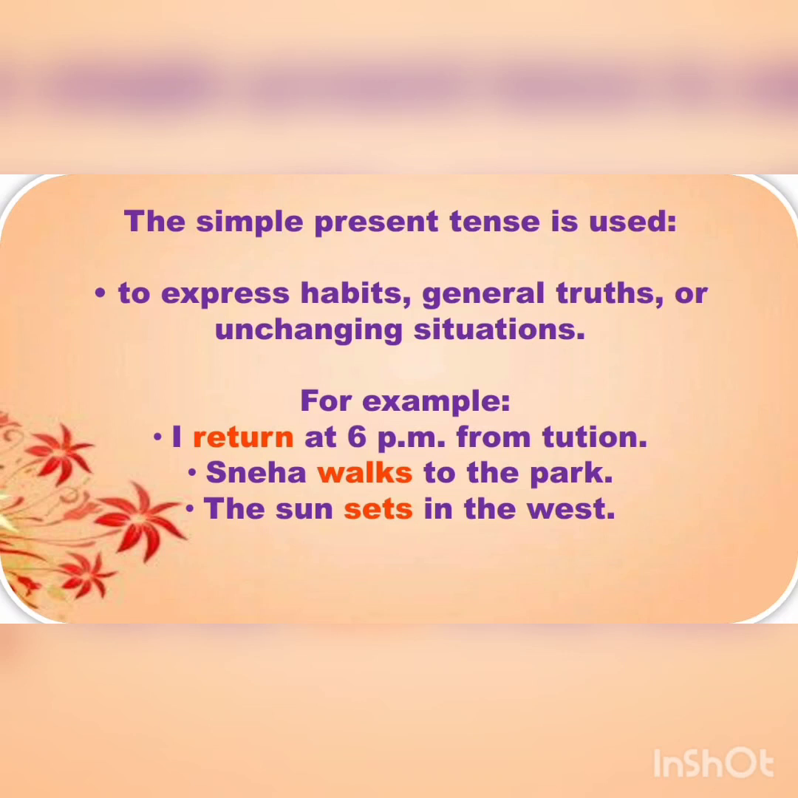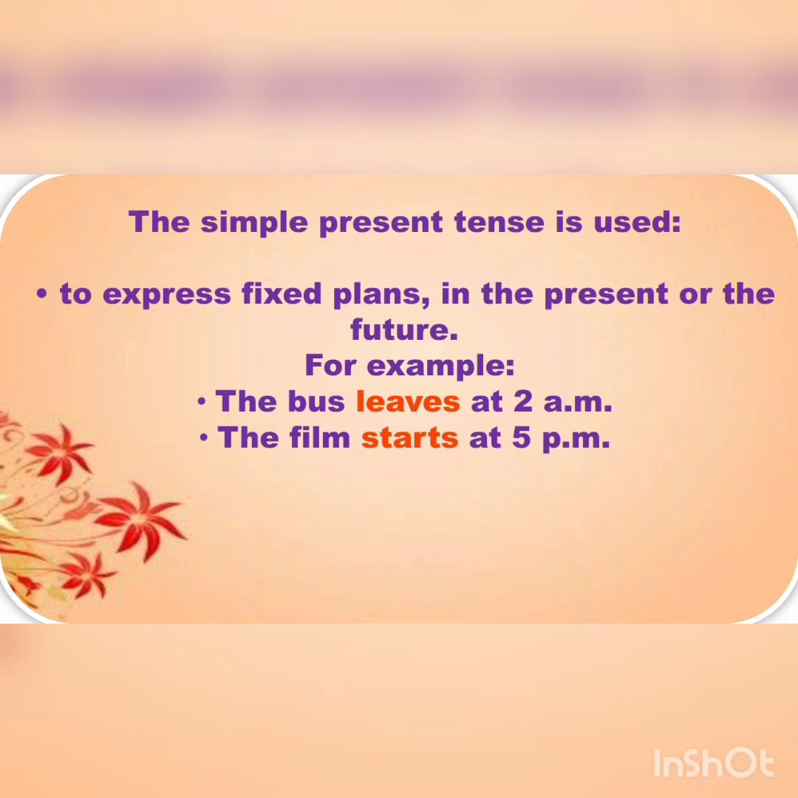So all these three sentences express habits, general truths or unchanging situations. Now let us see the second form of simple present tense. The simple present tense is used to express fixed plans in the present or the future. For example, the bus leaves at 2 a.m. Next, the film starts at 5 p.m. So children, this is a fixed plan, showing that the bus will always leave at 2 a.m. and the film starts at 5 p.m.